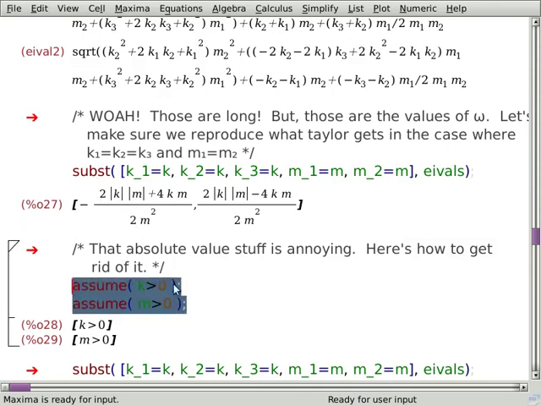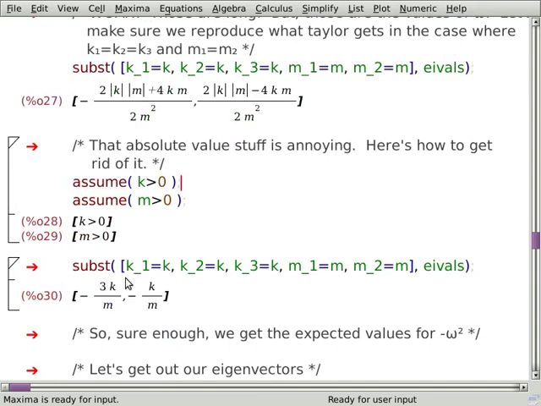So, all right, we know they're positive. We'll tell Maxima, hey, they're positive. Maxima says, okay, and now we'll do that substitution again, and now look at that, 3k over m and k over m. Those are our minus omega squared. It's the same ones Taylor got, which means he did it right. We were checking him, because obviously I would never do it wrong.